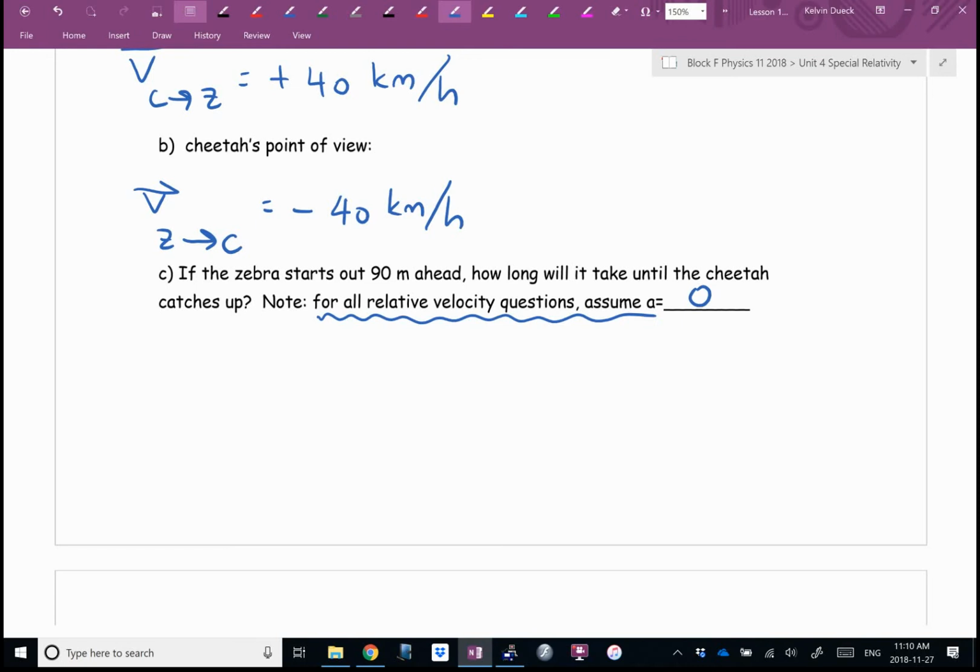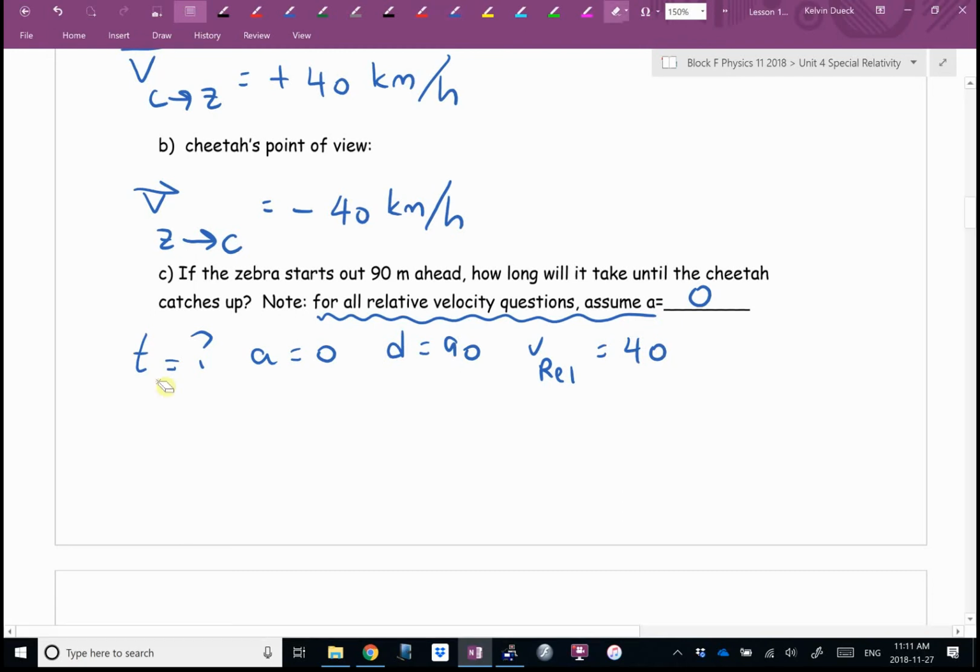So, what's this question asking me to find? Good. They just told me a equals 0. What's that 90? How do you know? Okay. What's that 40? So you ready? We're going to use that 40, the relative speed between them.